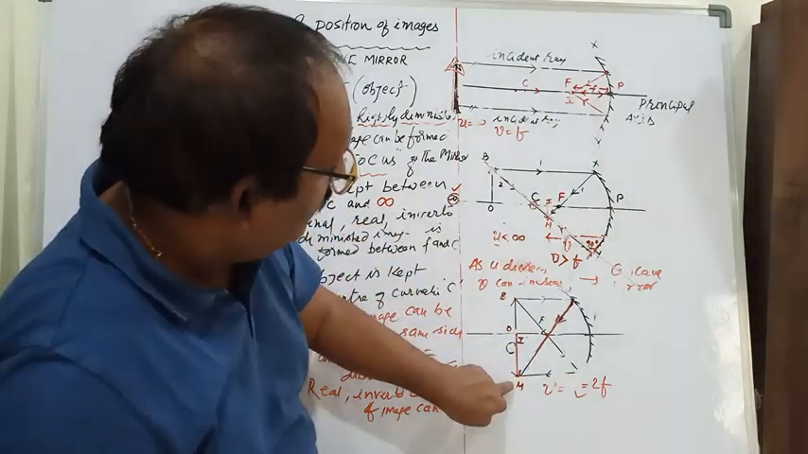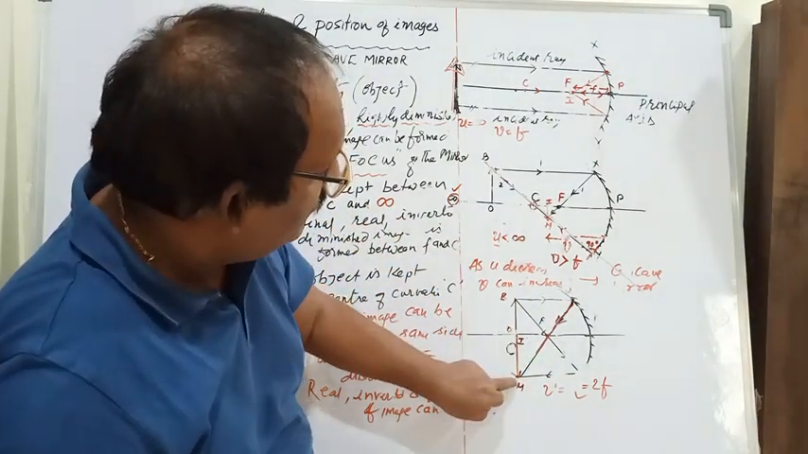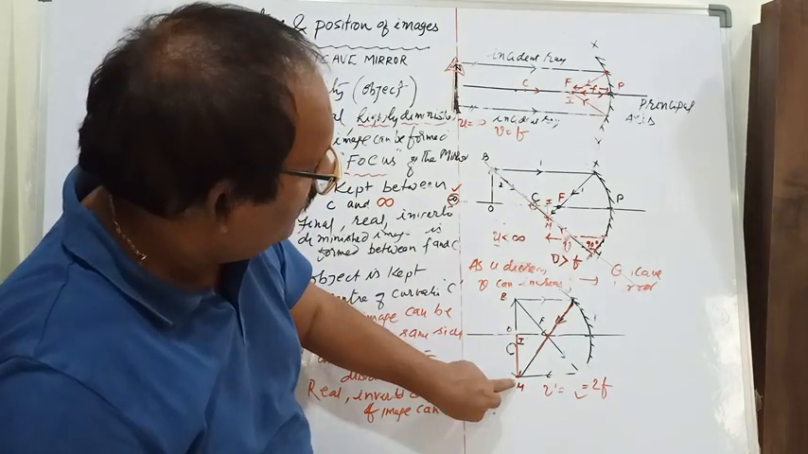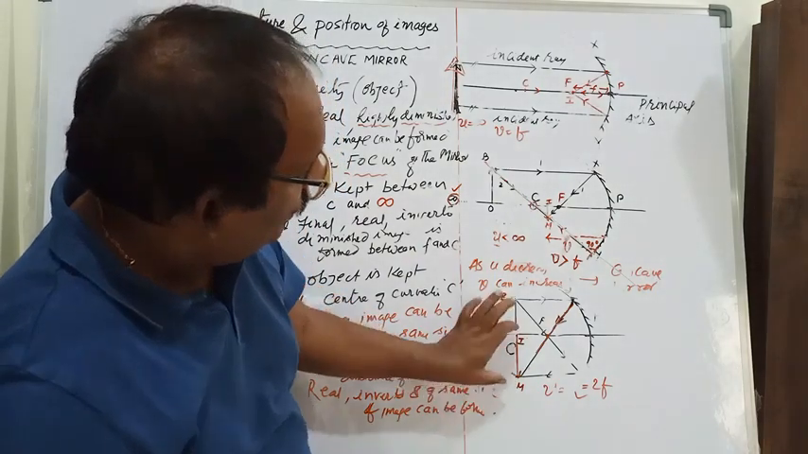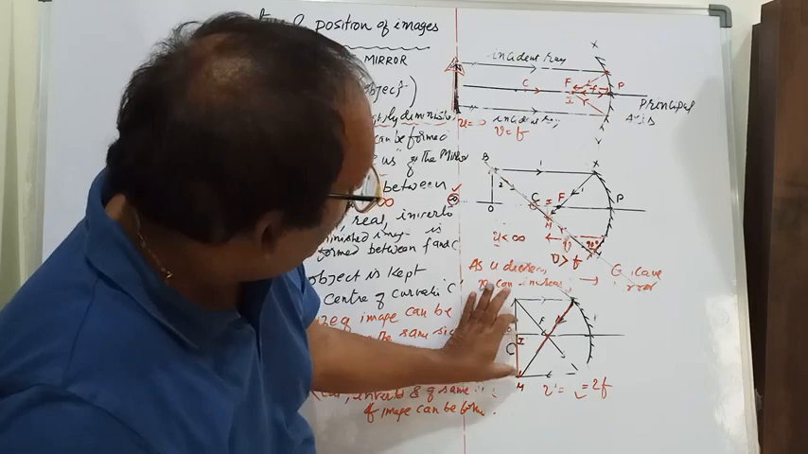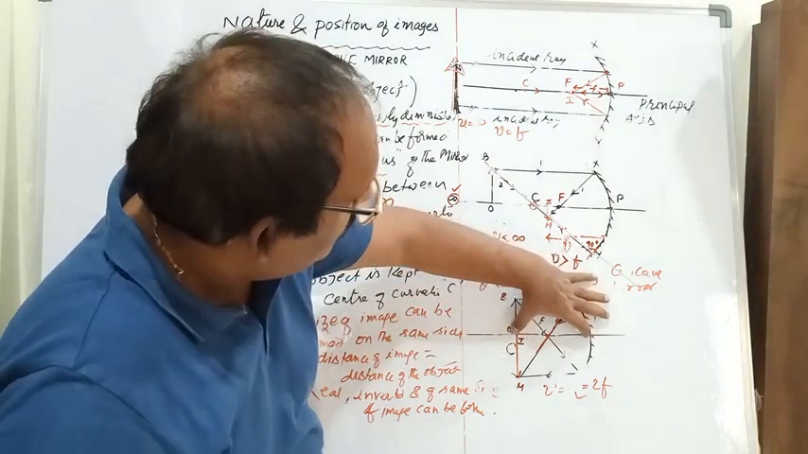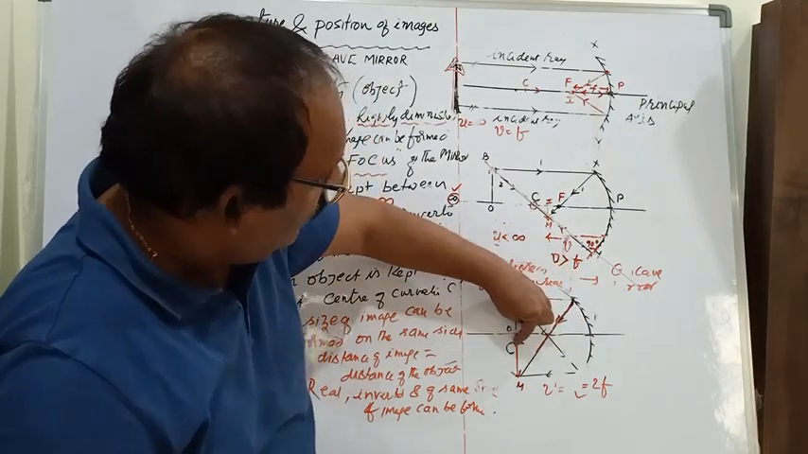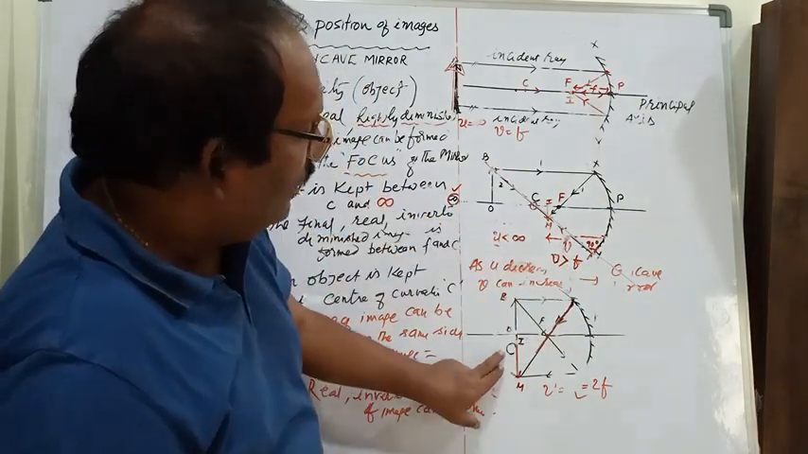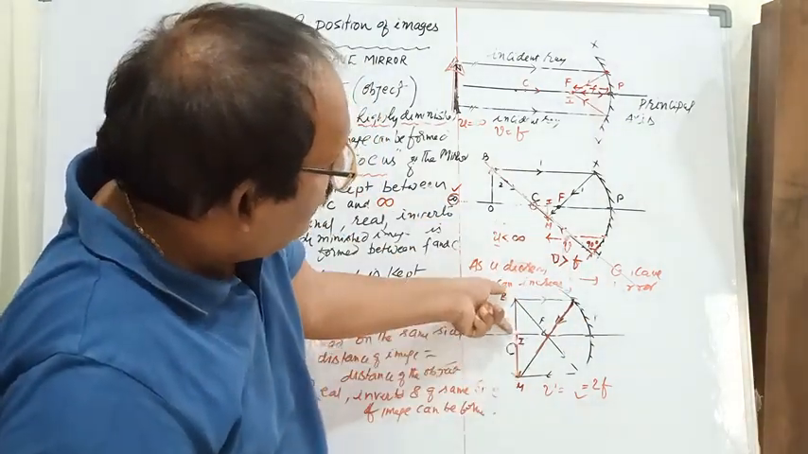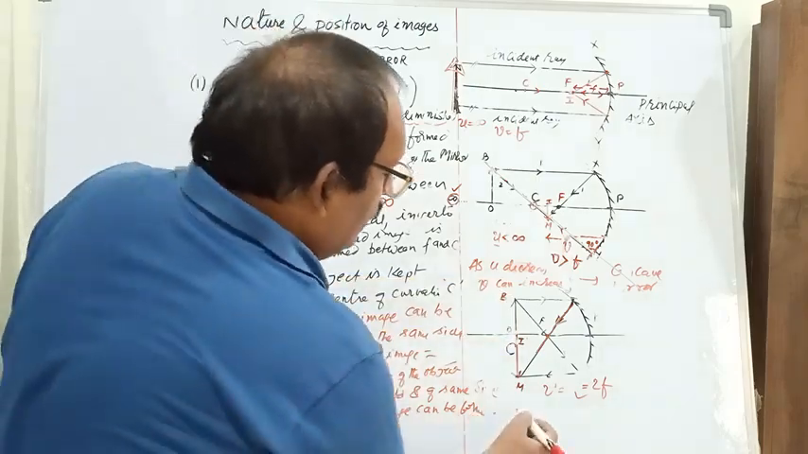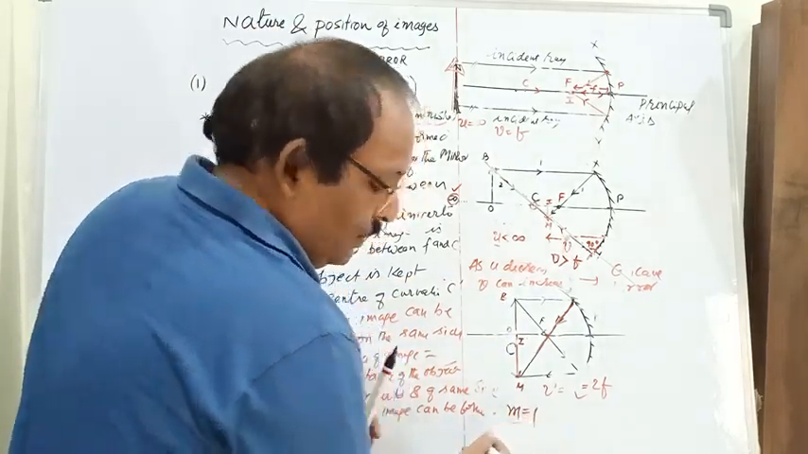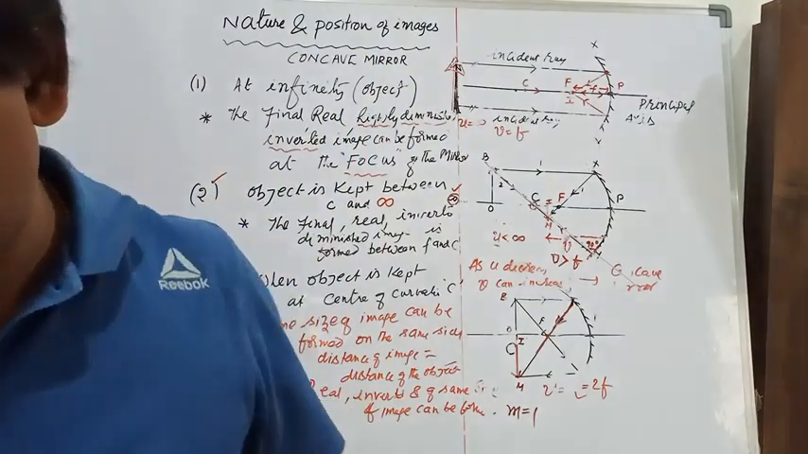These two reflected rays converge at this point, and this gives the size of the image. The same size of image is formed as that of the object, at the same distance. The object is kept at a distance equal to the radius of curvature, and the image is also formed at the radius of curvature. Therefore, the magnification is the size of the image divided by the size of the object. Hence, magnification must be equal to 1. Okay, thank you.